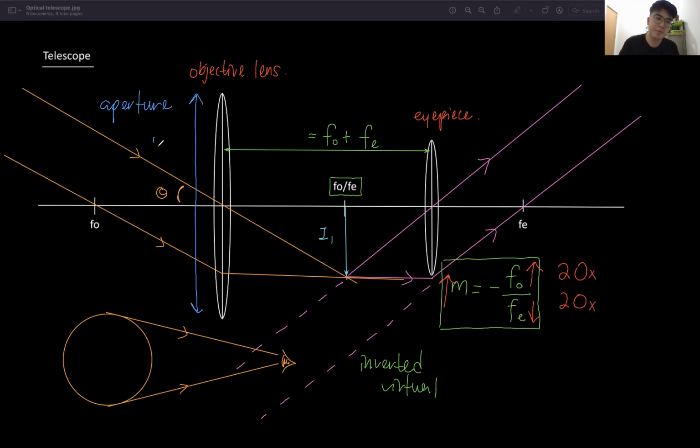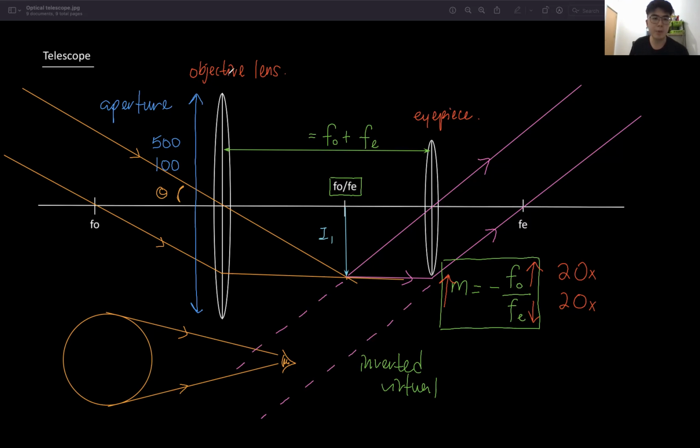So if you can receive 500 light rays, okay, of course, in reality, it's not that small. It's like millions of light rays. But just for comparison, 100 light rays and 500 light rays, 500 will give you a sharper, clearer image. Okay, and you can adjust this.